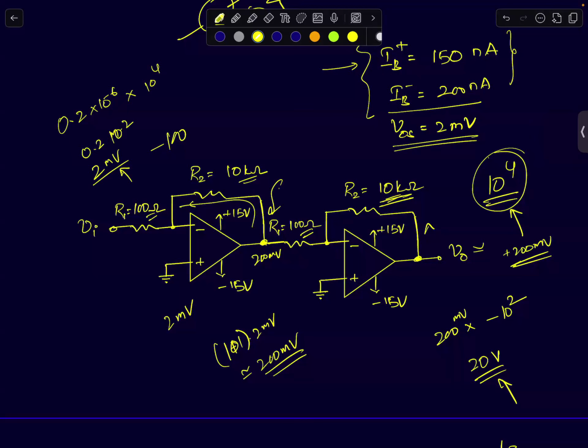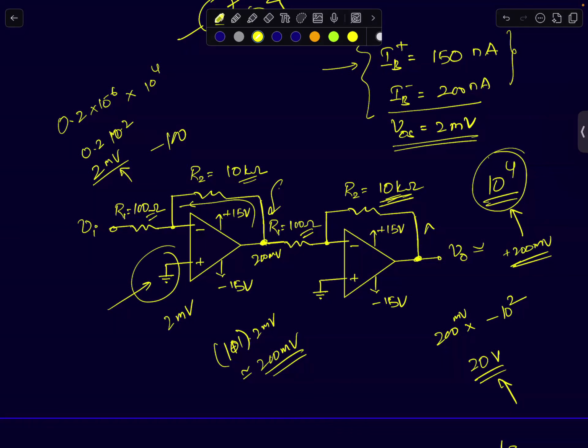Multiply 2 millivolts by 100. What will you get? Minus 200 millivolts. Again, not much of an impact when you compare it with the offset. It is actually causing a delta of 200 millivolts, but the first stage offset is so high that it has saturated the second op-amp's output. So I just showed you an example in the second case where input offset becomes the limiting problem. That limits your performance. That is saturating the second op-amp's output. Bias current is not doing much.